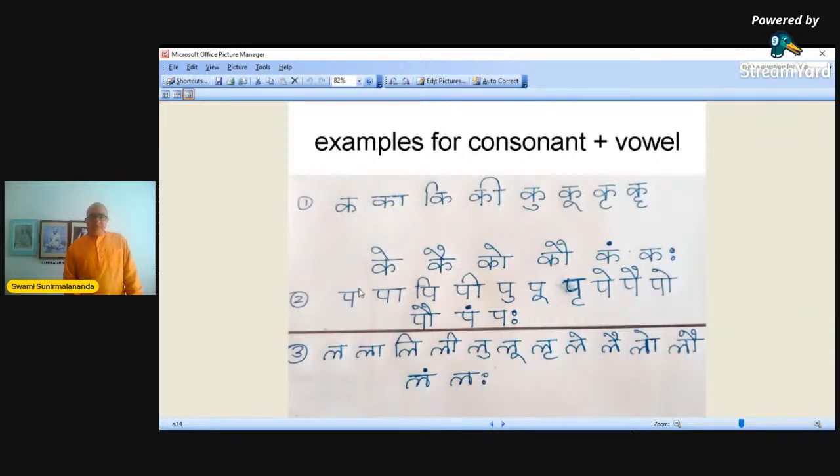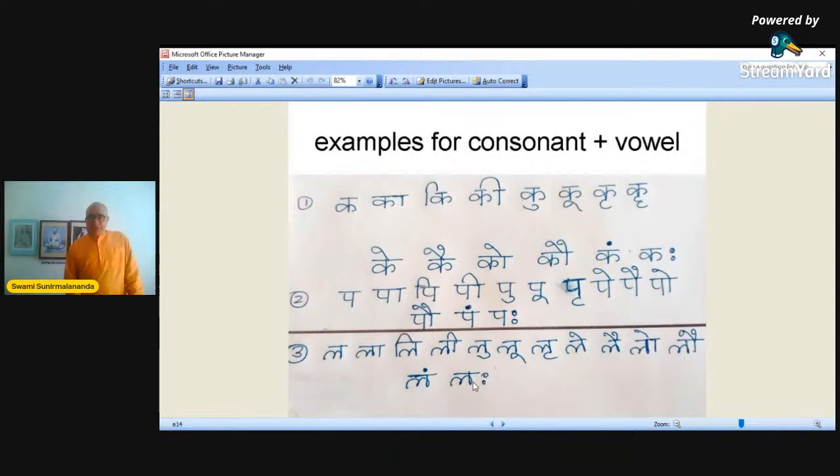Another letter, another consonant, Pa. Pa, Pi, Pi, Pu, Pu, Pr, Pe, Pai, Po, Pau, Pum, Paha. Yet another example, La, La, Li, Li, Lu, Lu, Lr, Le, Lai, Lo, Lau, Lam, La.